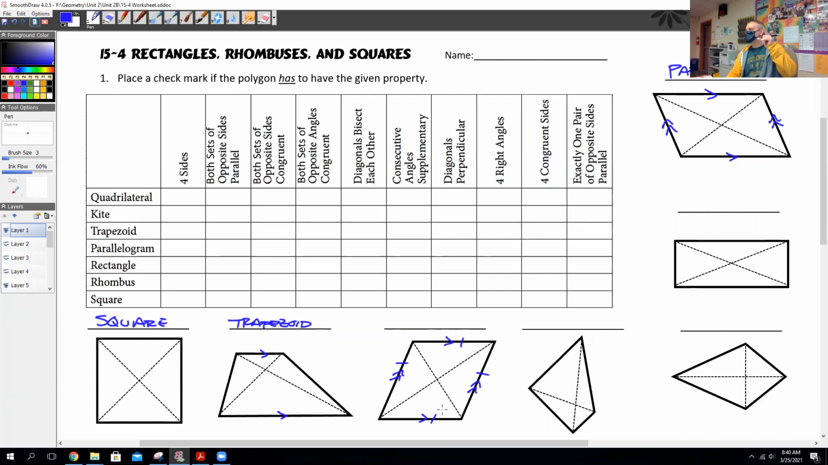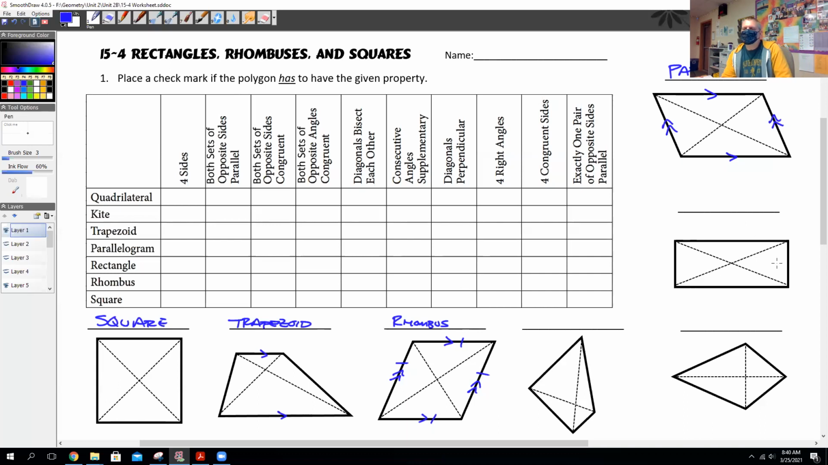Anyone know what this special parallelogram is called? Rhombus. A rhombus. Good. I always think of a rhombus as like a squished square. It's basically like a square that started off as a square and it just tilted over and fell over. It's like someone stepped on it, crunched it a little bit. So that's a rhombus. Let's leave this one for later too.